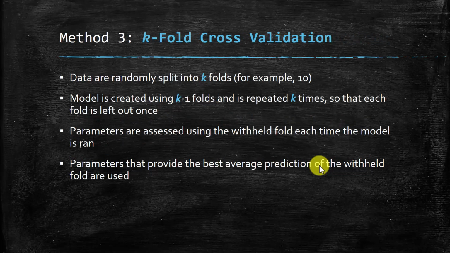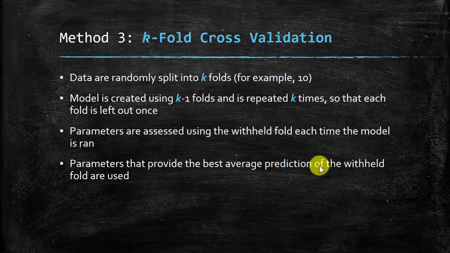Okay, so k-fold cross-validation is the method I tend to use the most. This is how k-fold cross-validation works. The data are randomly split into k folds, so like 5-fold cross-validation, k would be 5, 10-fold cross-validation, k would be 10. We commonly see 10 or 5 as our folds. The model is created using k minus 1 folds, so all the folds but 1, and is repeated k times, so that each fold is left out once. Parameters are assessed using the withheld fold each time the model is run. The parameters that provide the best average prediction of the withheld fold are used.